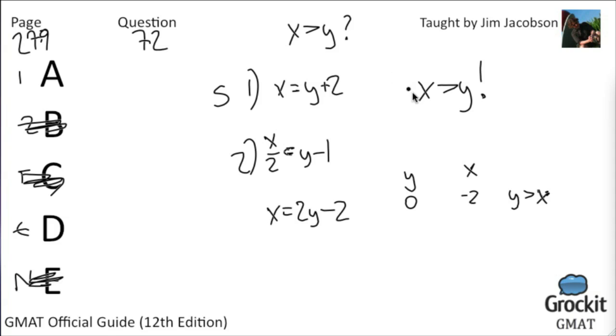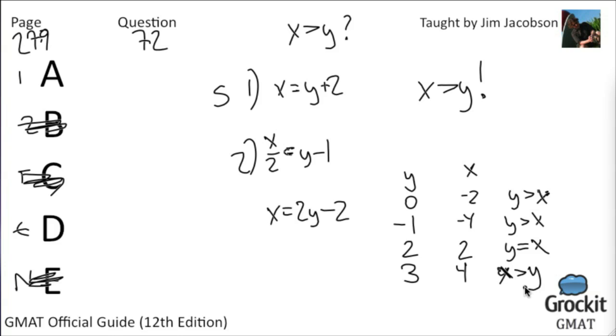Having done statement 1, we already know we're in trouble, but you still want to check because it's possible we did something wrong with statement 1. If we go with an increasingly negative number, negative 1 for y, then x is going to equal negative 4. Y is still greater than x. If y is 2, then 2y is 4 minus 2 is 2, so they're 2 and 2, y equals x. And let's pick 3. 2y minus 2 is going to be 4, so x is greater than y when y equals 3.